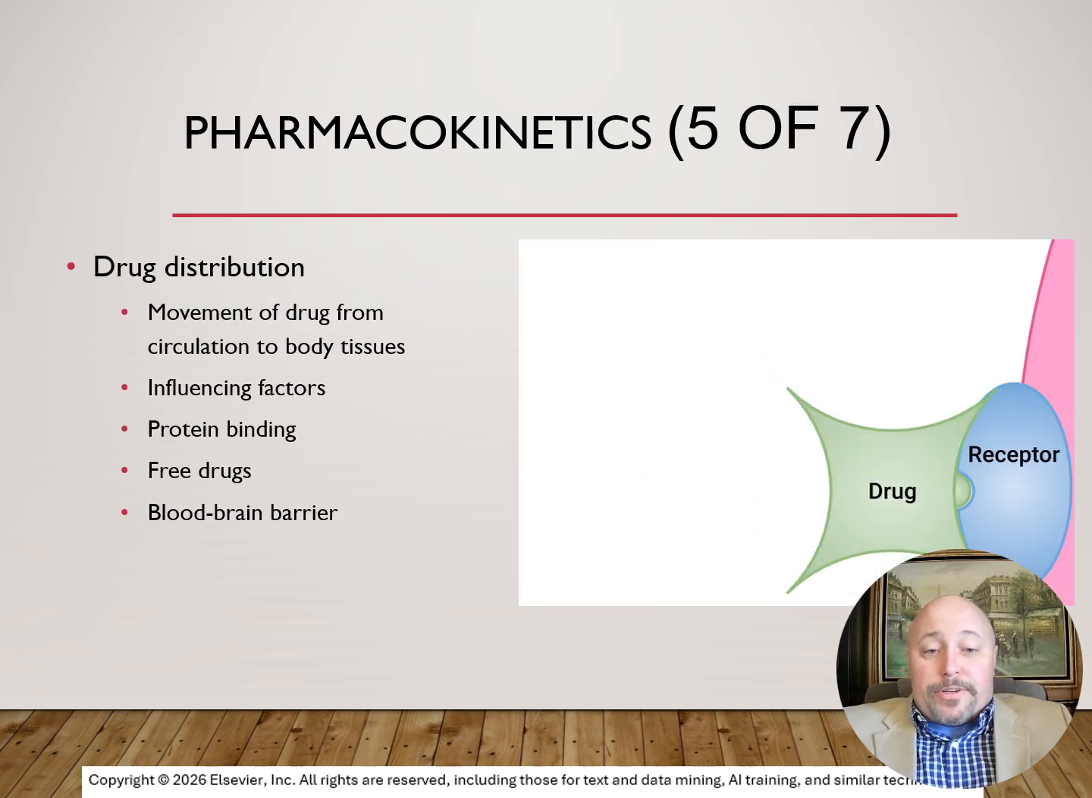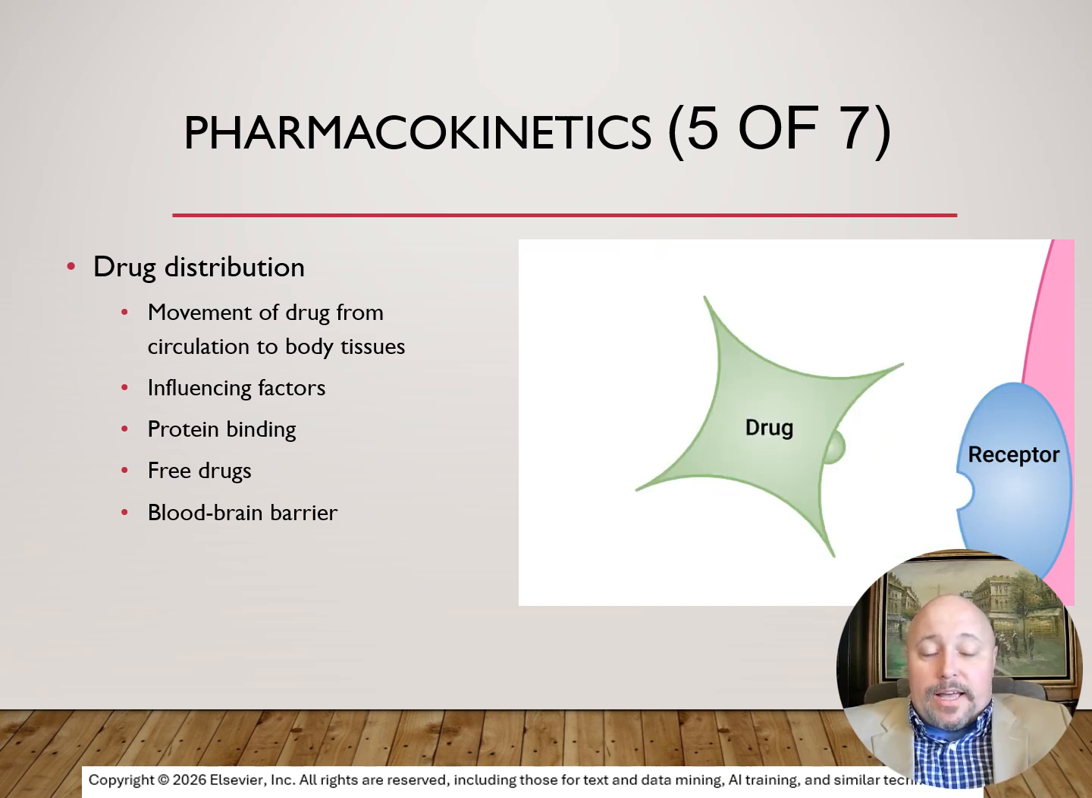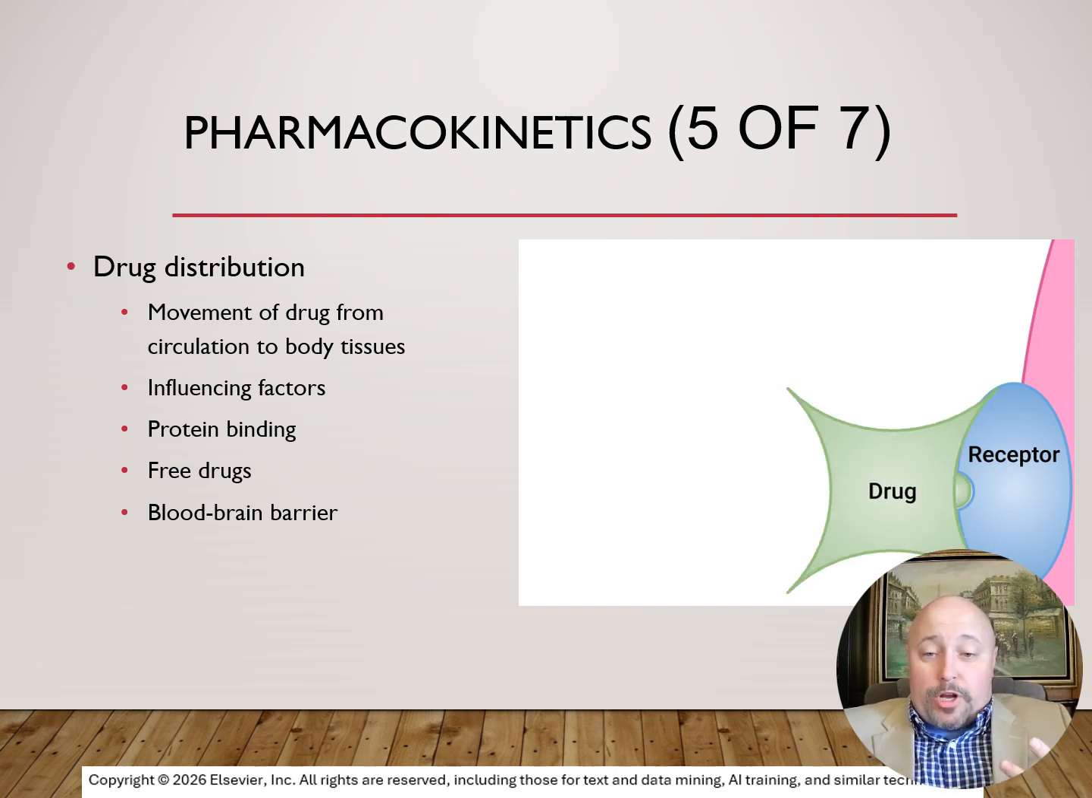Drug distribution is going to deal with the movement of the drug from circulation to our targeted body tissues. And it can be influenced by everything from protein binding, free drugs, the blood brain barrier, and the drug's ability to attach to the specific receptors we're targeting.